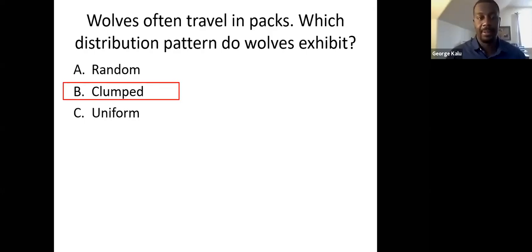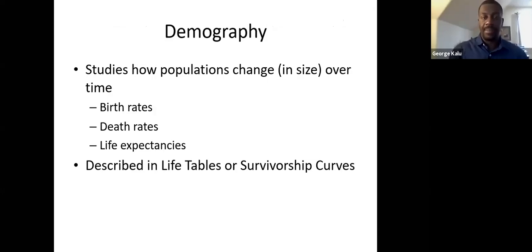Perfect. All right, good. As we continue through population size and start to study it, we're going to be looking at the demography of that particular population. We want to study how the population is going to be growing in size over a period of time. The three most important factors to help us determine that are the birth rates in that population, the death rates, as well as the life expectancies. The easiest way to look at this is using life tables and survivorship graphs. We'll take a look at these right now.